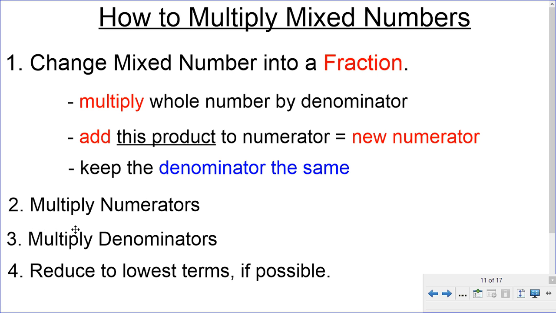Step 3, multiply the denominators together. And then the final step, reduce the fraction to its lowest terms if it's possible.